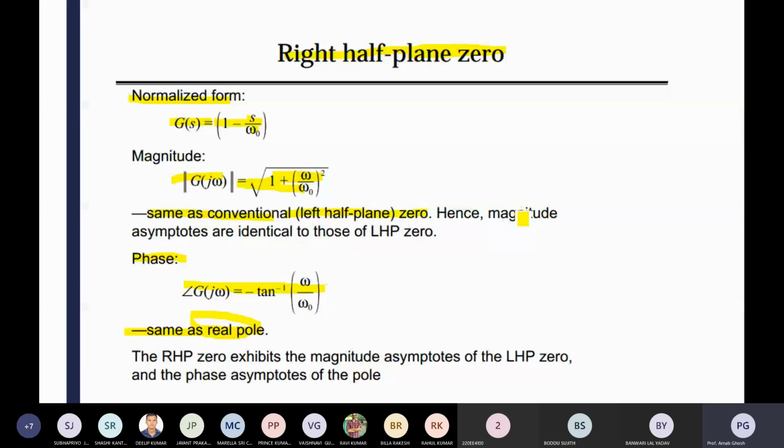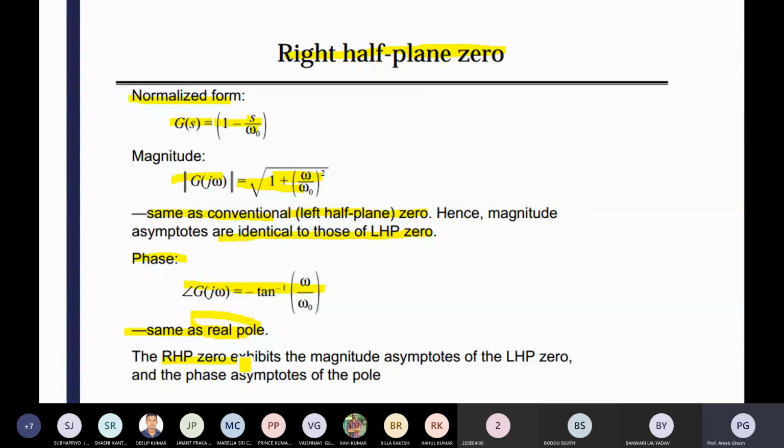Hence the magnitude asymptotes are identical. Magnitude-wise there is no change. It looks identical to the real zero, meaning a single zero. But in angle it will behave like a pole. That's why it is called non-minimum phase. It is a right half plane zero.